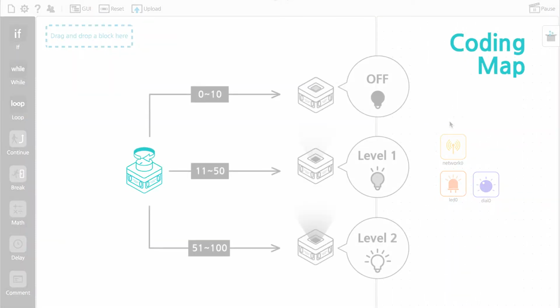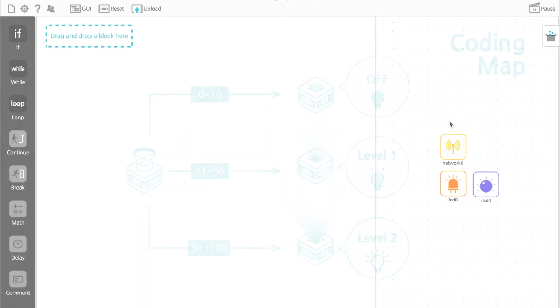If the dial value is between 0 and 10, it's off. If the dial is between 11 and 50, it's on level 1 brightness. And if the dial is between 51 and 100, it will be on level 2.